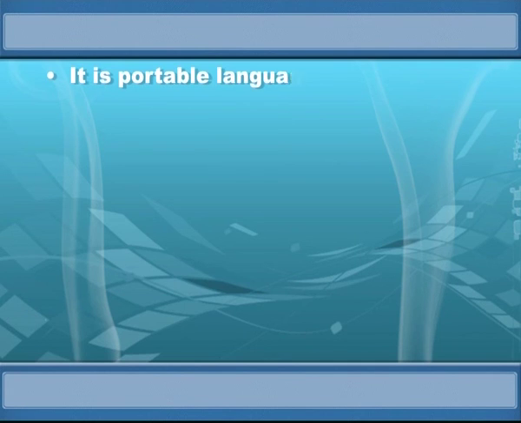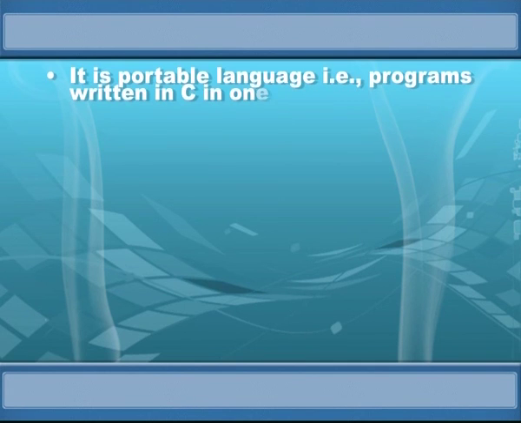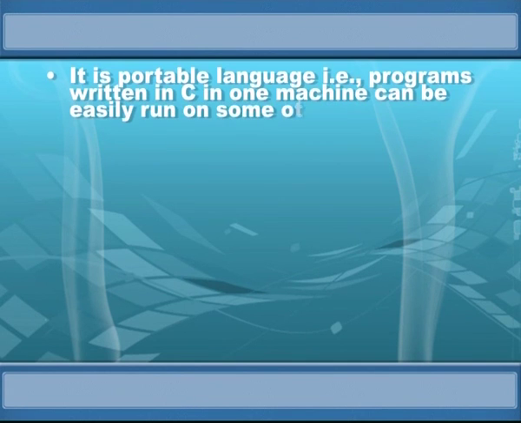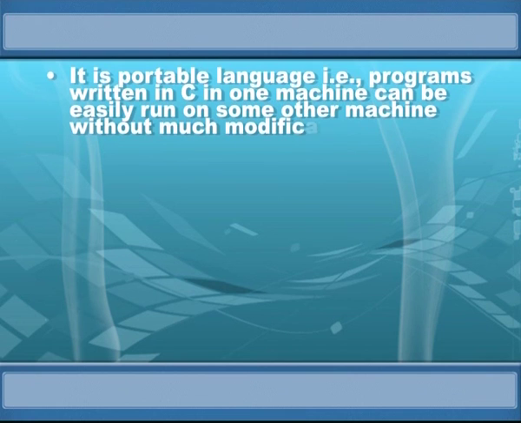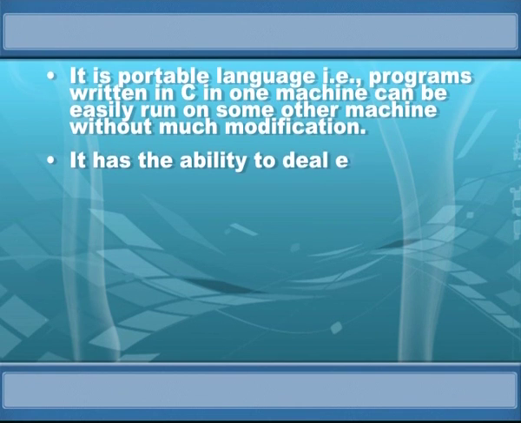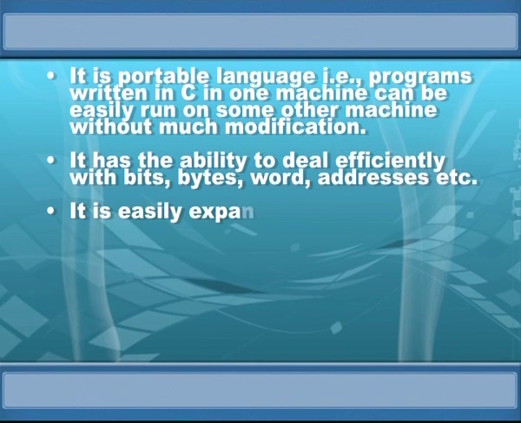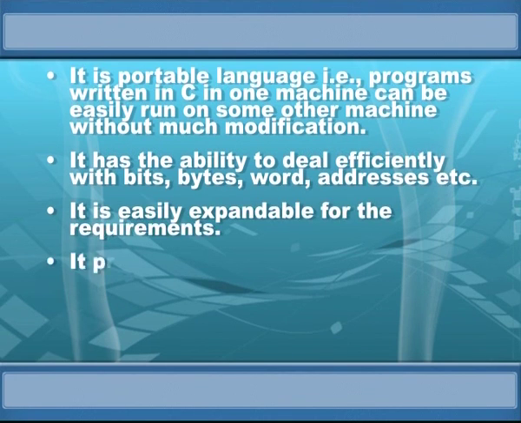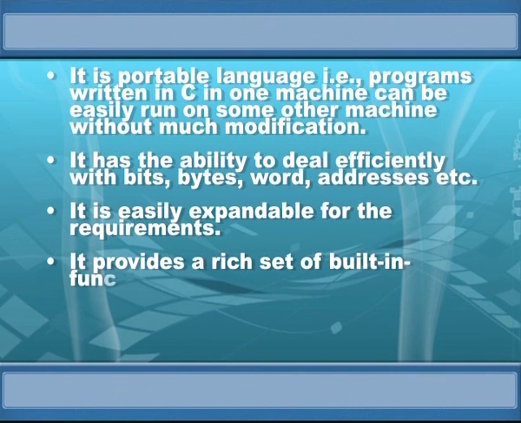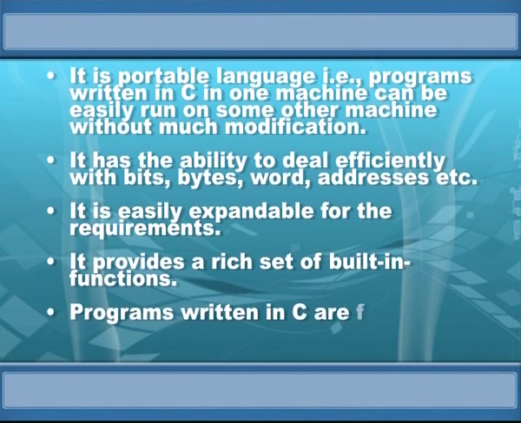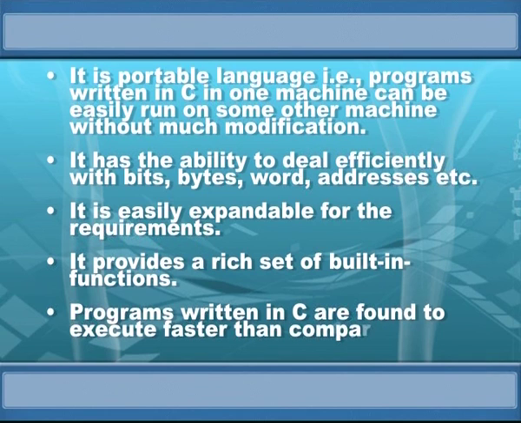It is a portable language, that is, programs written in C on one machine can be easily run on some other machine without much modification. It has the ability to deal efficiently with bits, bytes, word addresses, etc. It is easily expandable for the requirements. It provides a rich set of built-in functions. Programs written in C are found to execute faster compared to other languages.